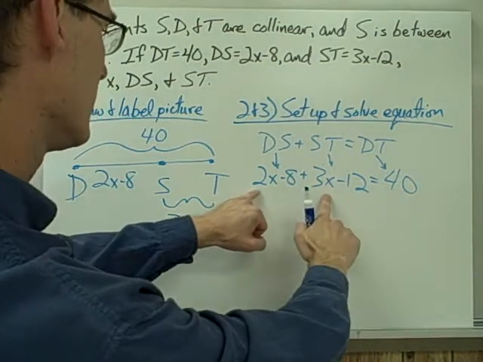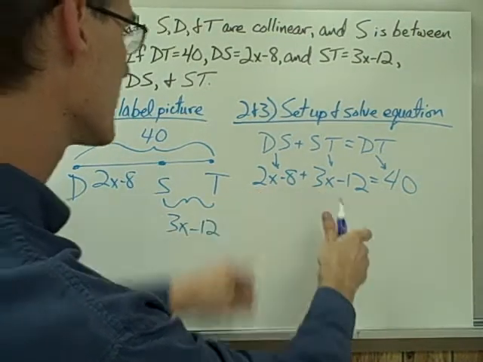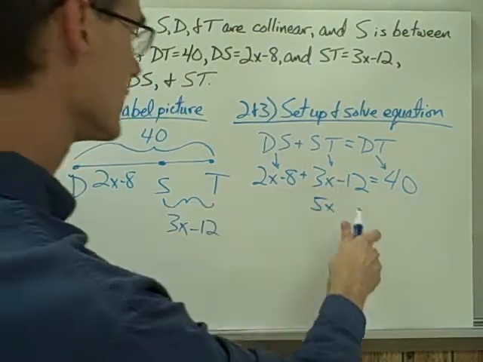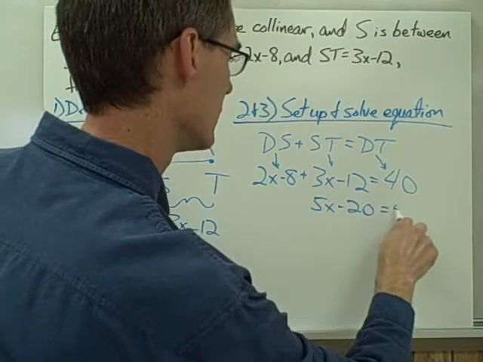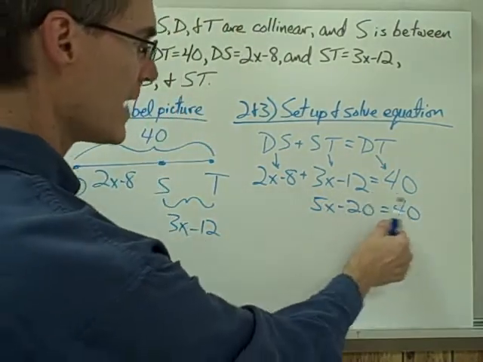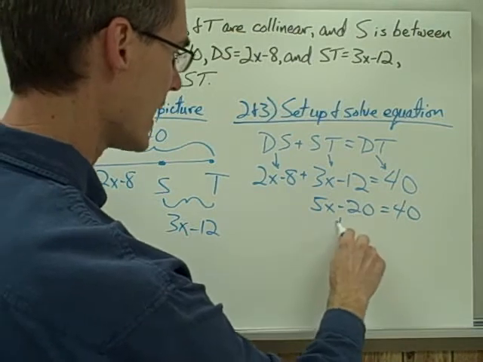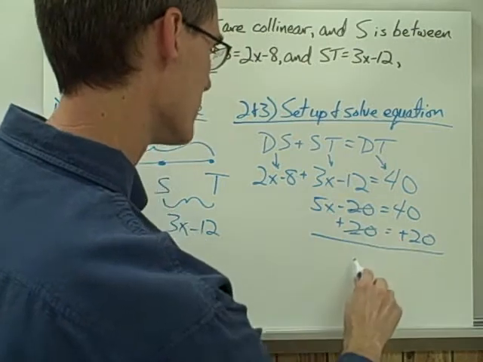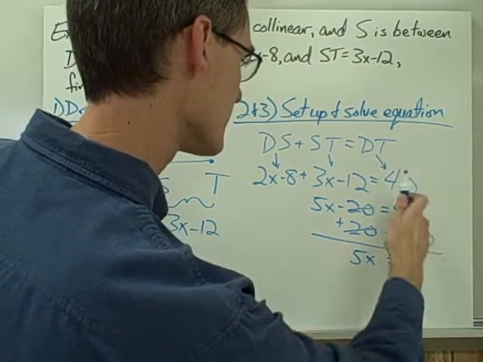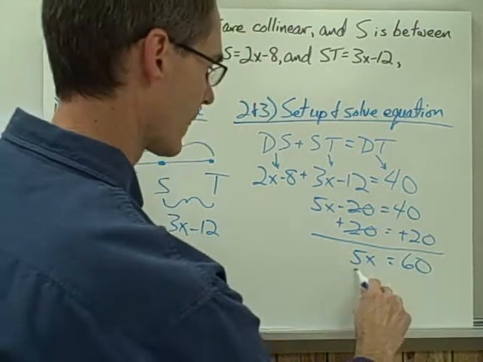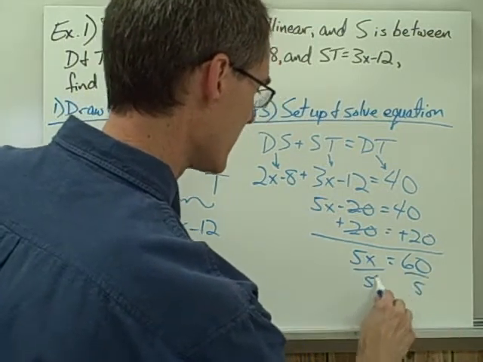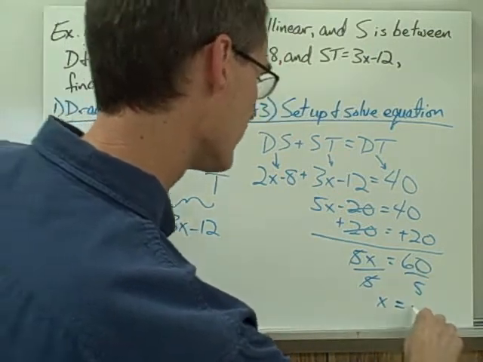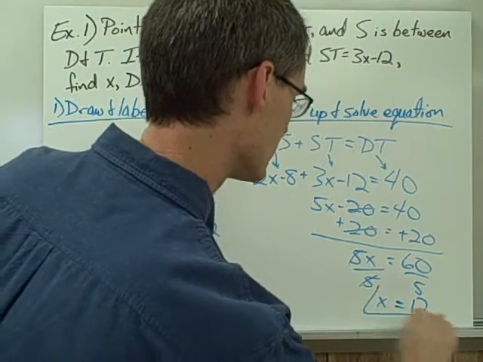So let's see. I combine my like terms here. That's 2x plus 3x is 5x. Combine my like terms here. Negative 8 and negative 12 is negative 20 equals 40. I'm going to get all my constant terms together, so I need to add 20 to each side. That makes my 20s go away here, and I've got 5x equals 60. I divide both sides by 5, and I have x equals 60 divided by 5, which is 12.